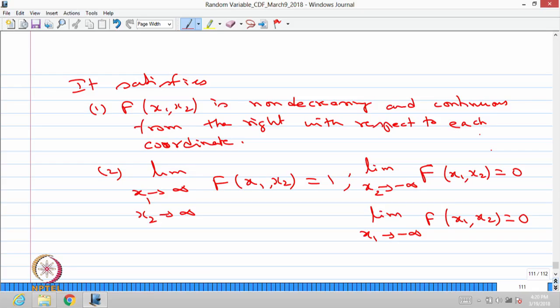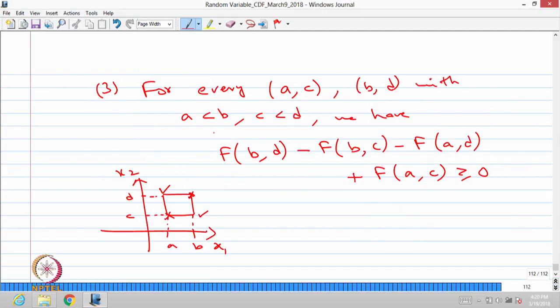Whenever you have a two-dimensional random variable, its CDF always satisfies these three conditions. The third condition is a very important condition, in the sense that even a real valued function of two variables satisfying the first two conditions may not be a CDF of a two-dimensional random variable unless it satisfies the third condition. But if you have a two-dimensional random variable, you will always have a unique CDF with the two variables that satisfies all these three conditions.